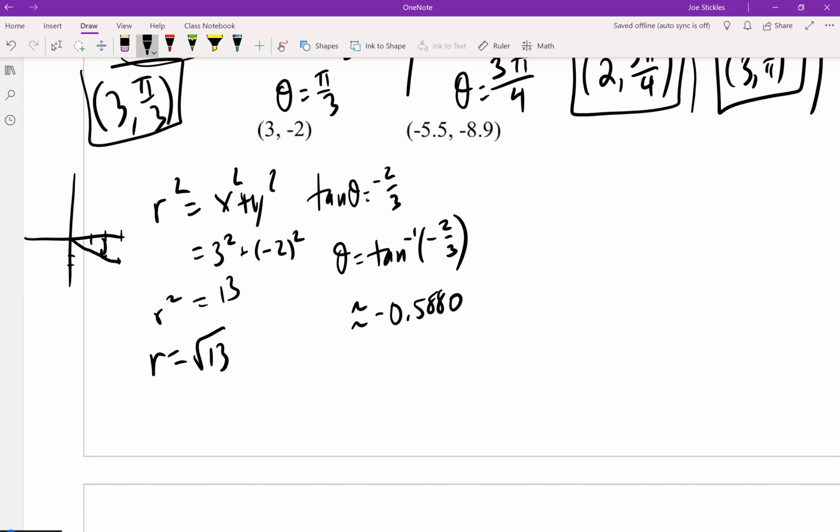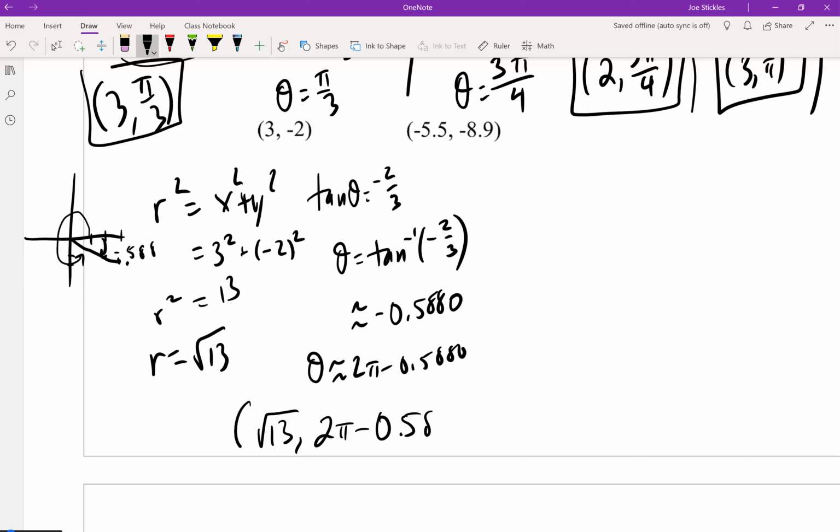This is our negative 0.588. I need to go around this way. So our theta really needs to be 2 pi minus 0.5880. So our coordinates here, and I'm going to leave it in a funky form. WebAssign probably will want you to put it in your calculator to get decimal approximations for both of those. But for me, you can leave it like this. This is perfectly fine. This tells me you understand how to find the point.